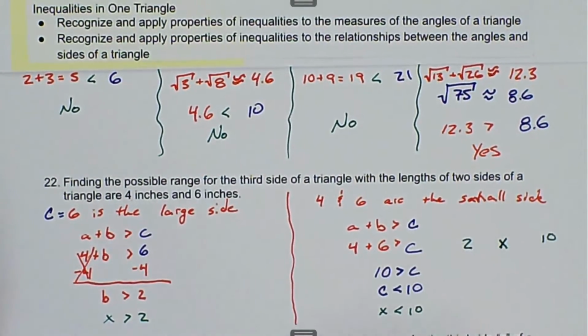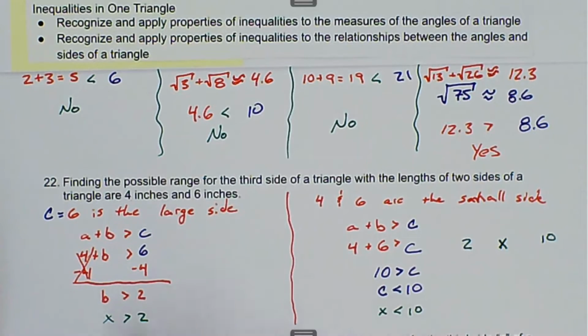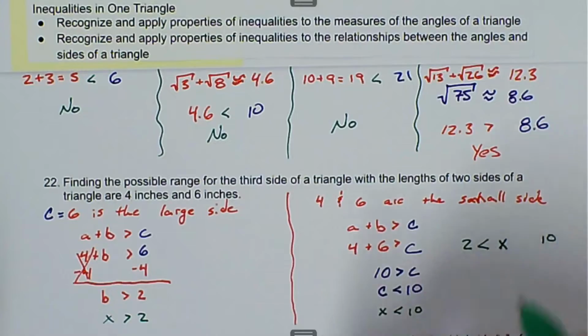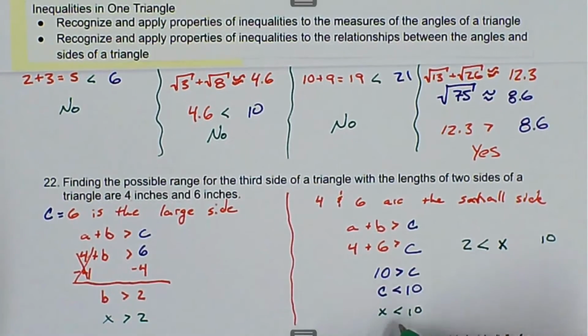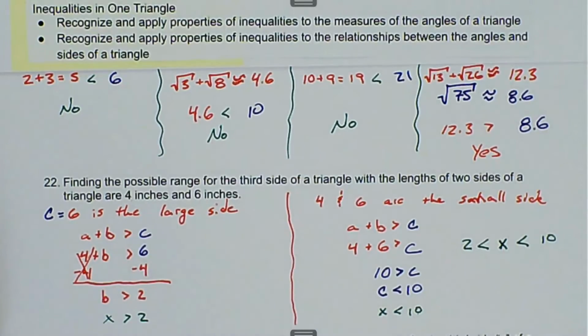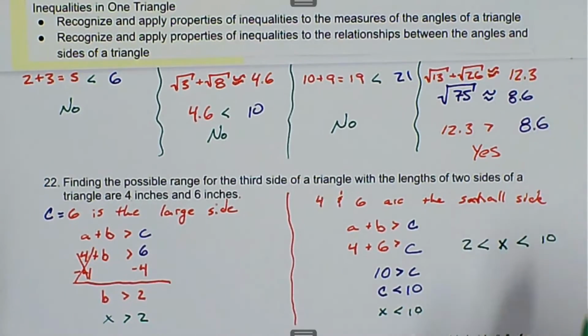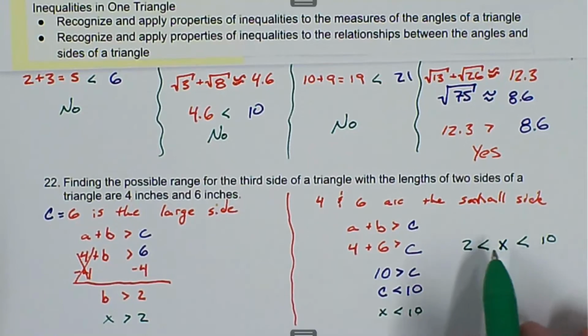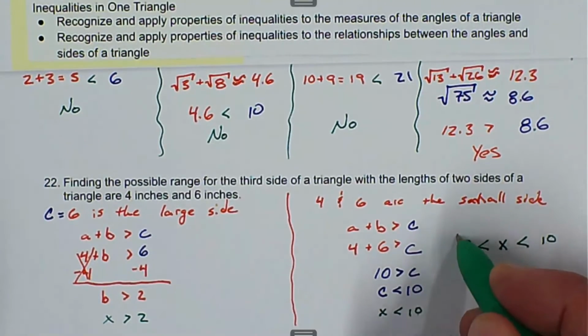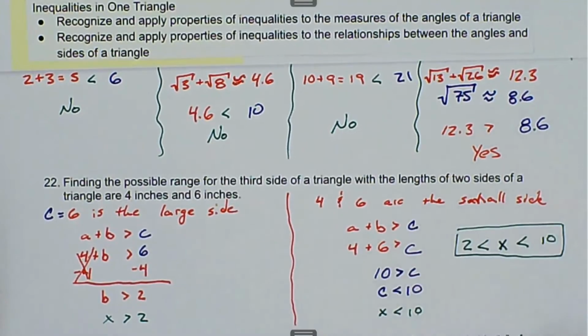Now, pay attention to the direction the arrow is pointing. Is the arrow pointing towards the 2, or is the arrow pointing towards the x? The arrow is pointing towards the 2. So I'm going to keep the arrow pointing towards the 2. When we're comparing the x and the 10, is the arrow pointing towards the x, or towards the 10? The arrow is pointing to the x, so we're going to keep the arrow pointing to the x. So the possible numbers for the other side of this triangle have to be between 10 and 2. So that is the answer for this one.